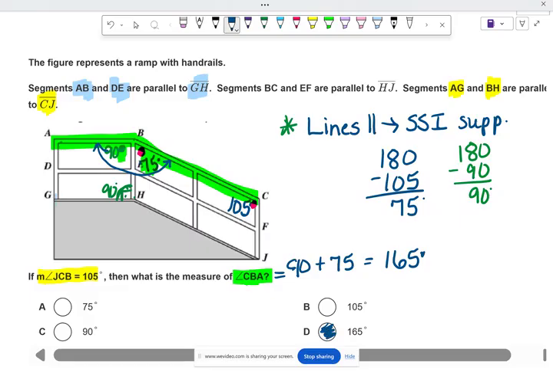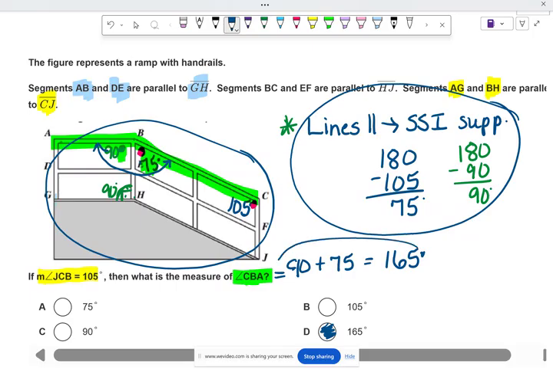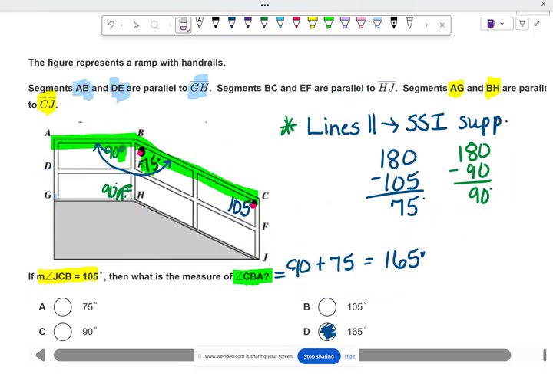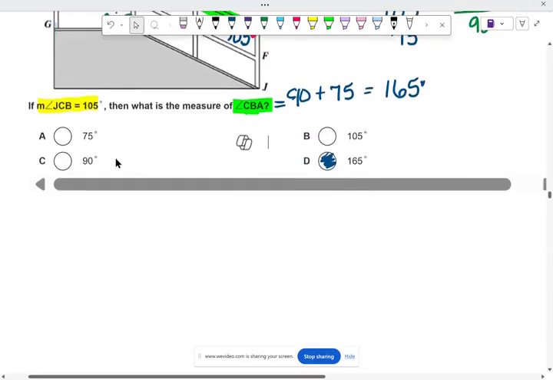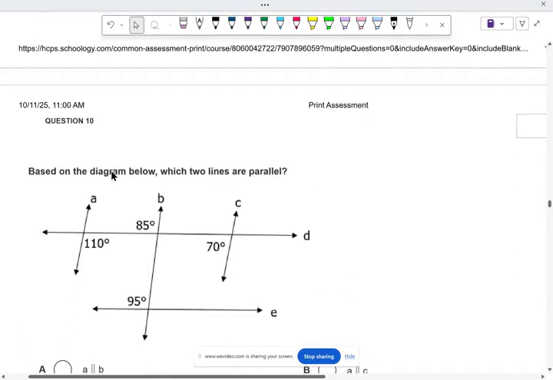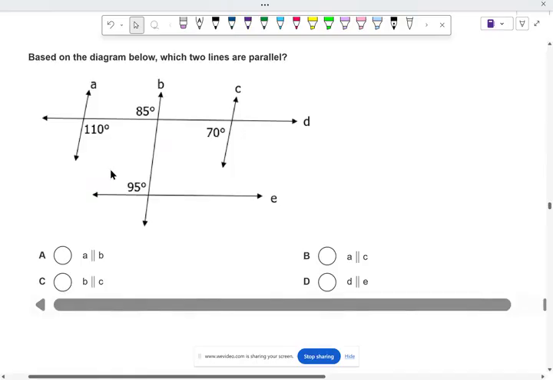Again, some of you correctly had the answer, but you didn't show your work, so you didn't get full credit. You have to fill all the measures in the diagram like I did, and you have to show your calculations. All right, let's see what we have next. Number 10. Based on the diagram below, which two lines are parallel?